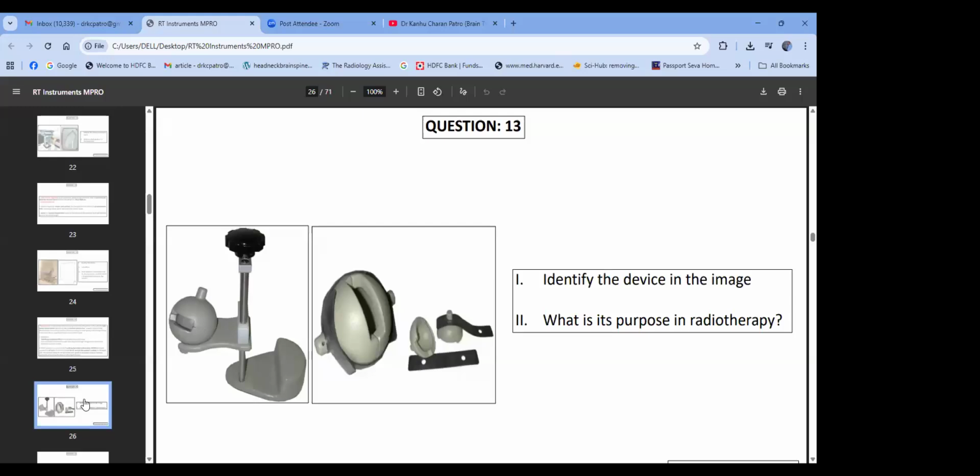Identify the device. This device is a testicular shield, which is a two-piece hemispherical shield that encloses the scrotum. So this will give 360-degree coverage of the testis, and that allows easy placement and removal, and also reduces the scatter dose to the testis and preserves fertility and endocrine function.